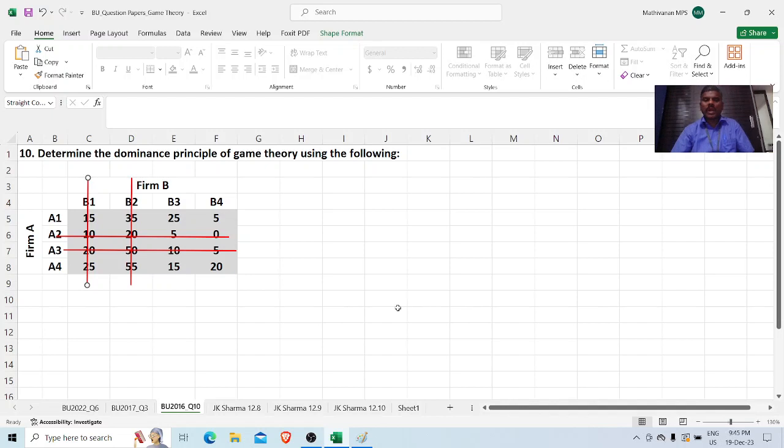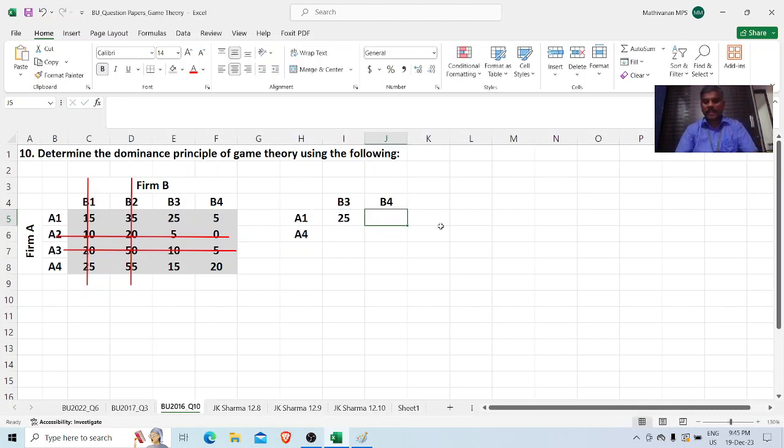strategy B1. The result is a 2 cross 2 matrix. We will write it here. B3, B4, A1, A4, and the values are 25, 5, 15, 20.